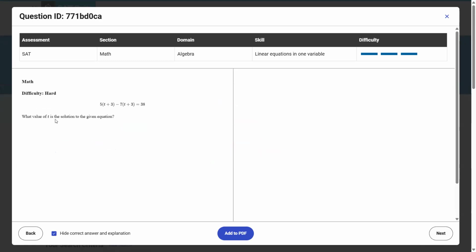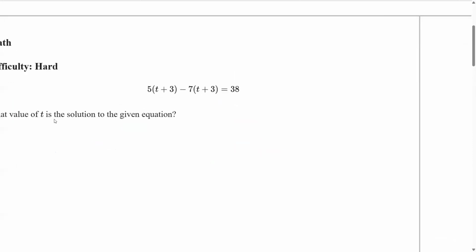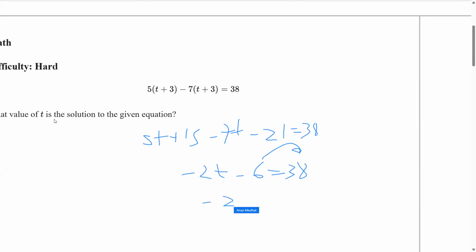What value of t is the solution to the given equation? Let's solve for t. 5t plus 15 minus 7t minus 21 plus 38 minus 2t minus 6 equals 38. Shift: minus 6 minus 2t equal to 44. T is equal to minus 22.